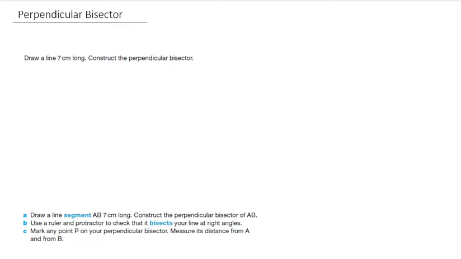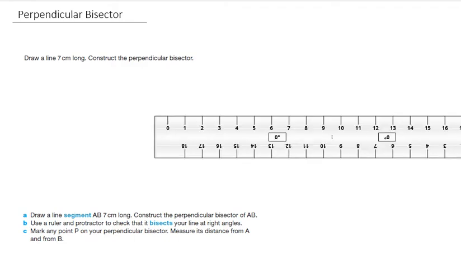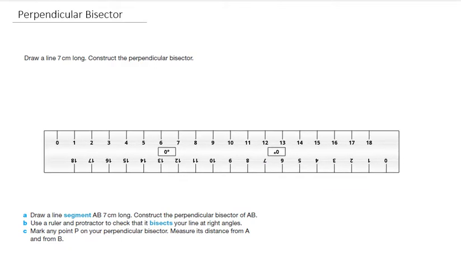In this video, we are going to draw perpendicular bisectors by using some word problems. Let's see what we get. Draw a line 7 cm long, construct a perpendicular bisector. Okay, now we are going to use some of the geometrical tools over here.